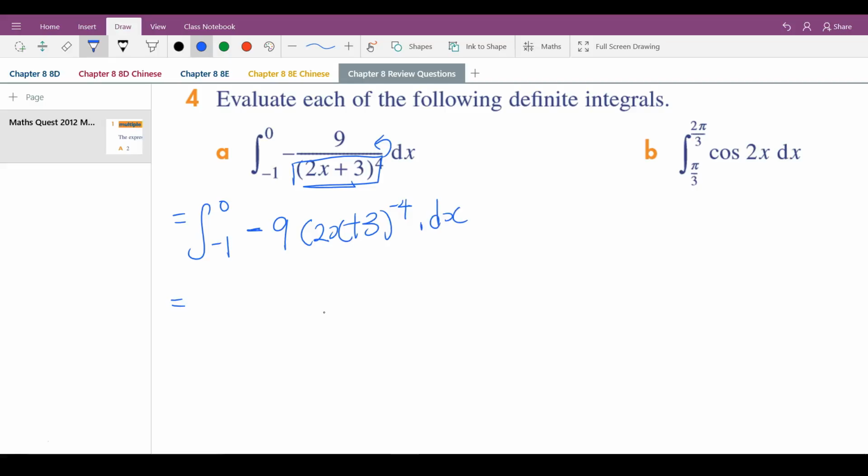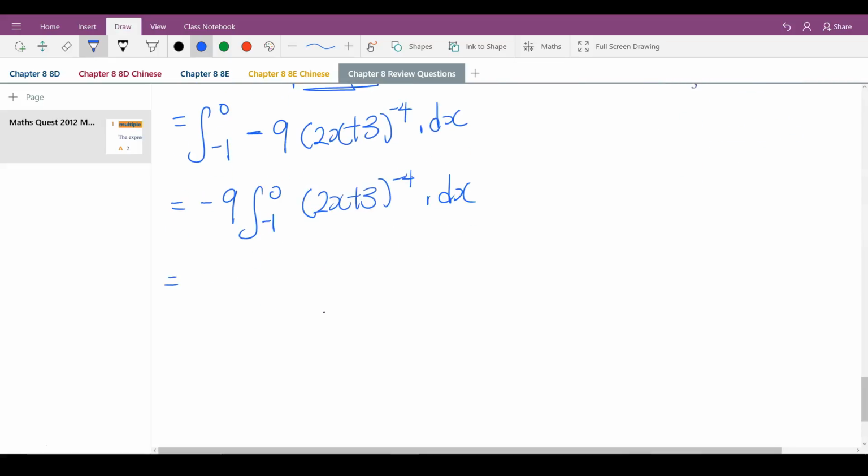Now we can take the negative 9 out first, because this is a constant. So we stay with 2x plus 3 to the power of negative 4, integrate with respect to x. Then we start integrating. To integrate this is just the reverse process of the chain rule. So what do you do in the chain rule? You multiply by the power, then the power minus 1, and then you multiply by the derivative of the inside of the bracket. So we just reverse that.